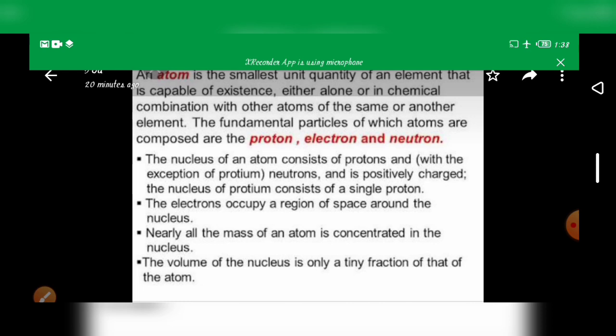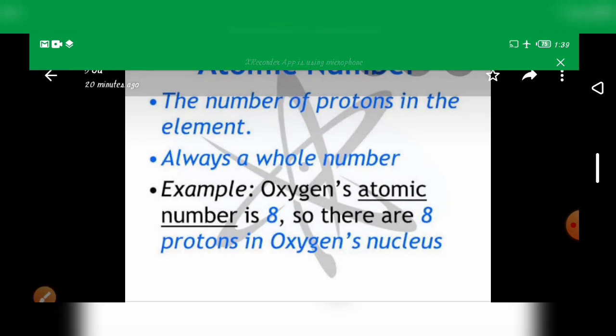Nearly all the mass of an atom is concentrated in the nucleus, because electrons have negligible mass, so we omit them. We only take the protons and neutrons for the mass of an atom. The volume of the nucleus is only a tiny fraction of that of the atom. Okay, next.